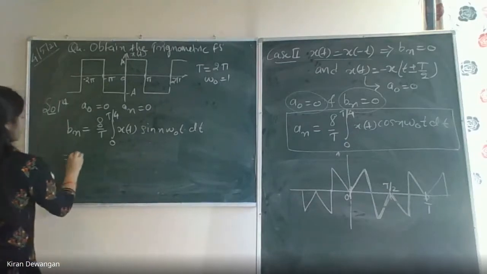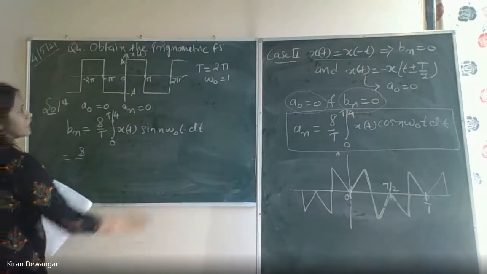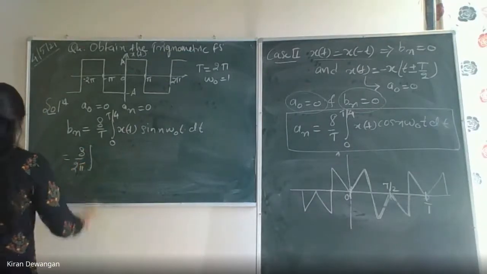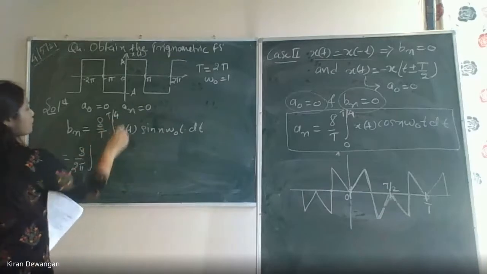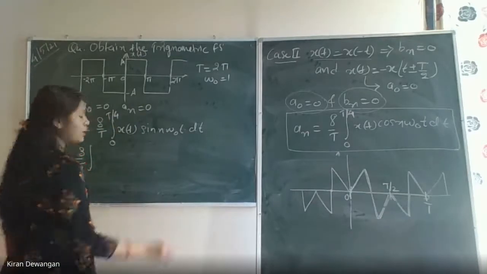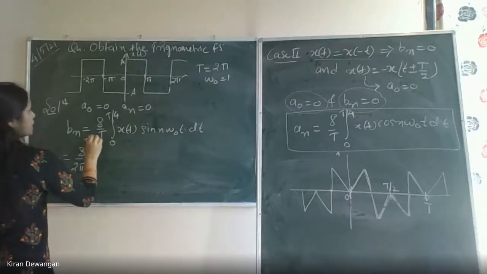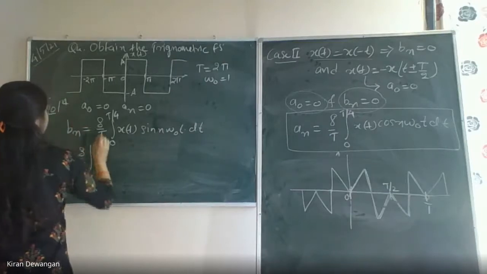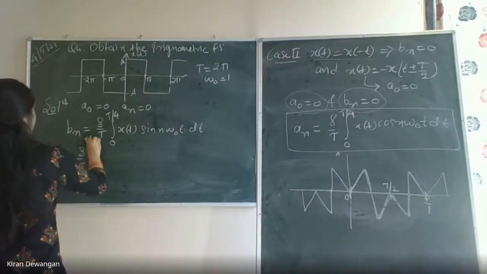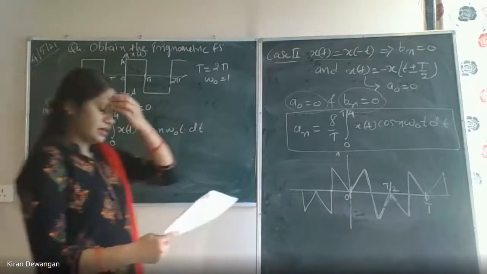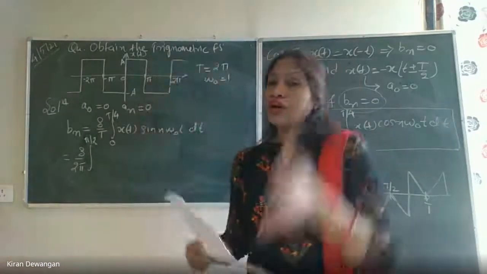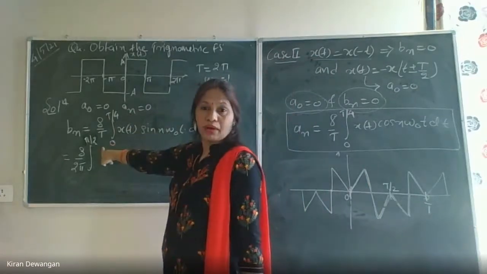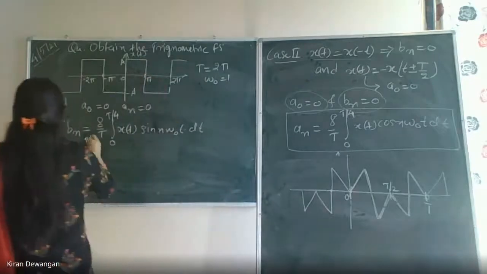So it will be 8 by T. What is our T? T is 2 pi. So 8 by 2 pi, and 2 pi by 4. 2 pi by 4 will be what? It will be just pi by 2. Clear? It will be pi by 2.